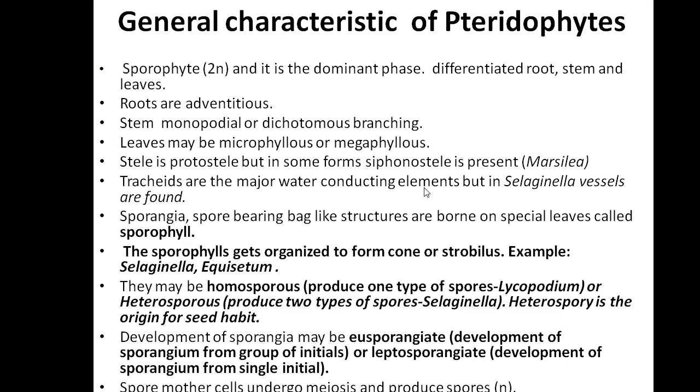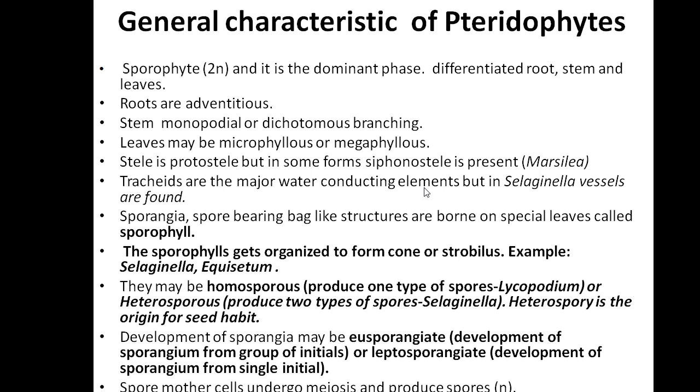Next, general characteristics of pteridophytes. The pteridophytes have sporophyte as the dominant phase, and they have different root, stem and leaf systems. Roots are adventitious roots. It is not a tap root. What is an adventitious root? What is a tap root? You will learn that in the next lesson of your portion.